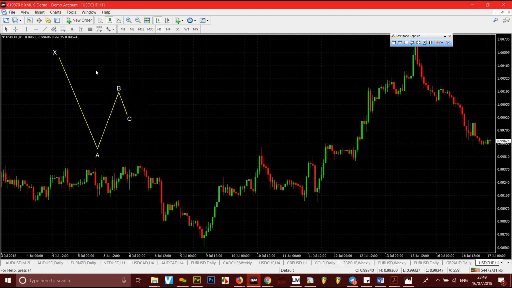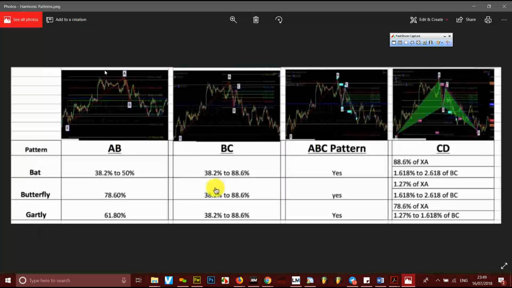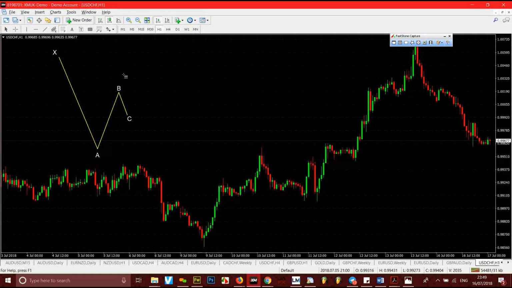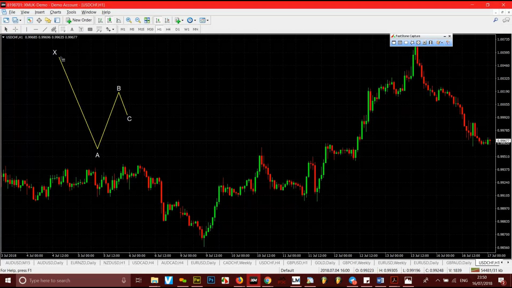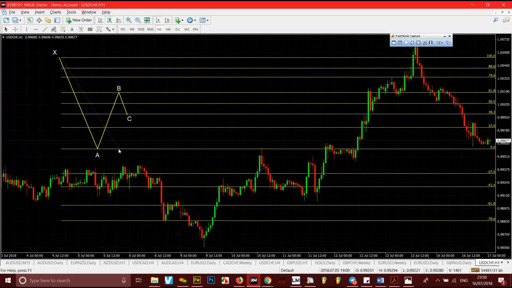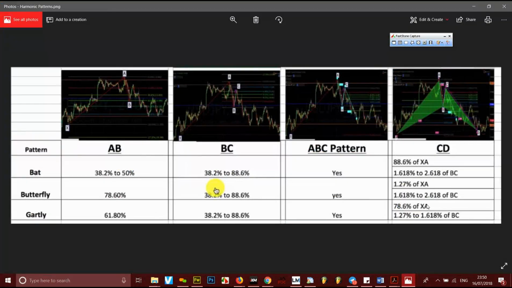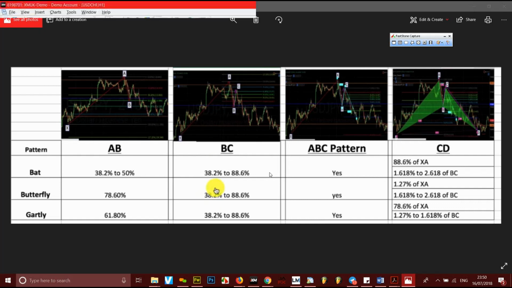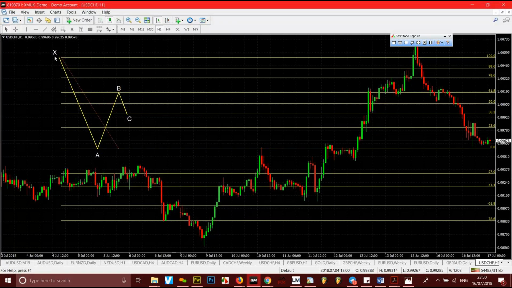So what does that mean? It means we have to look for a D leg. And how do you find your D leg? Fibonacci again. And the rule says here that your D leg, that's your CD, must be 78.6% of XA. So let's say we have XA. The rule says that CD must be 78.6%. So where's CD? CD, meaning this leg, must be 78.6%, which is this level here.